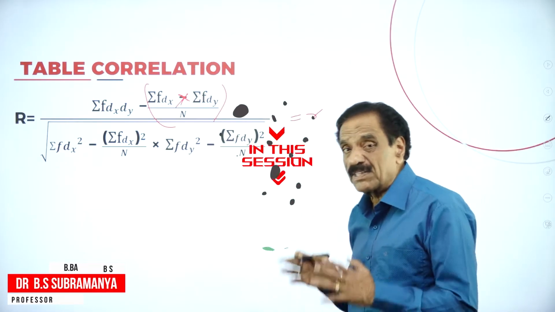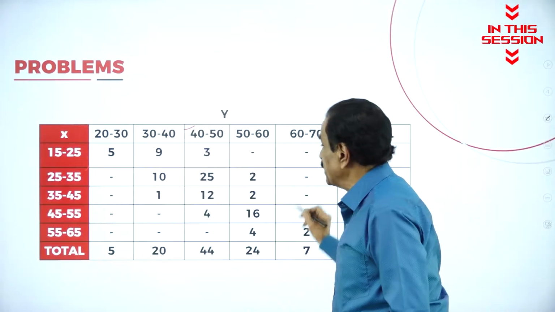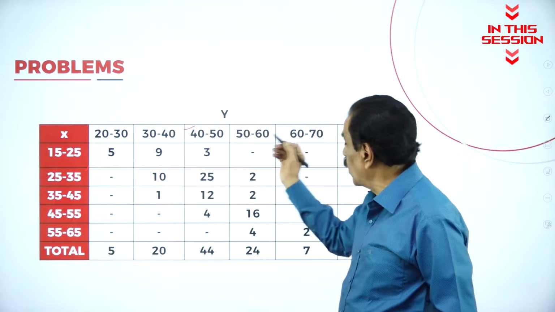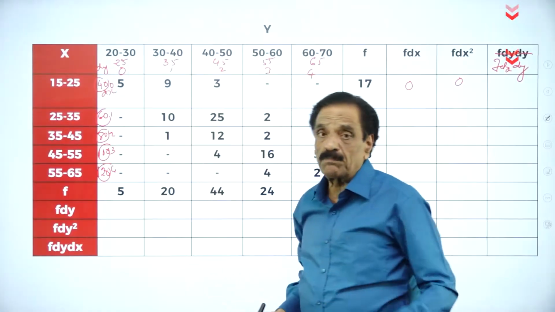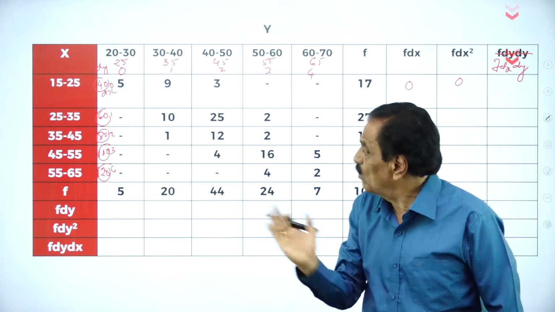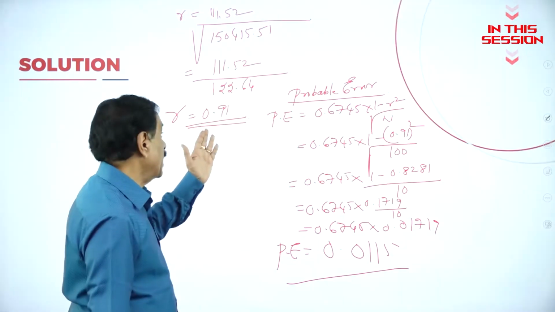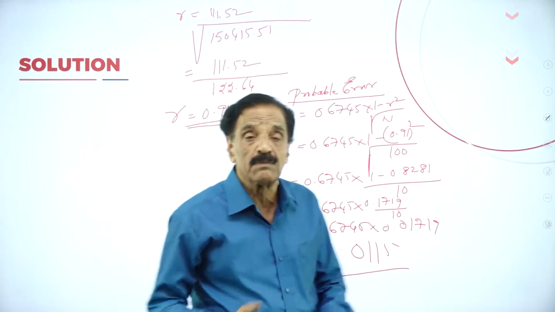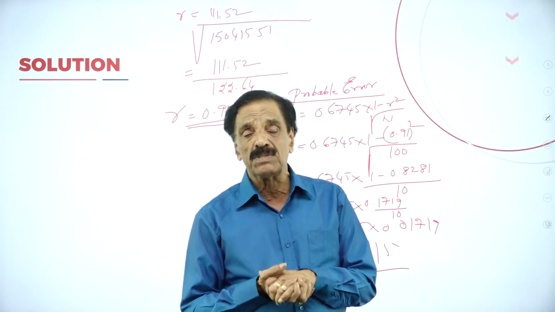We will construct the table. The table is a little bit tough. The frequency is common for x and y. Same thing you have to multiply. 17 into 0 is 0. 0 into 0 is 0. The relation between x and y is about 91%, positive, which is good.